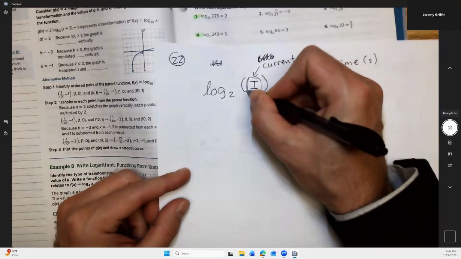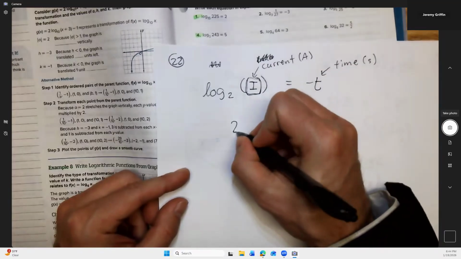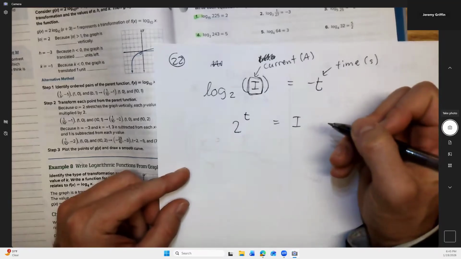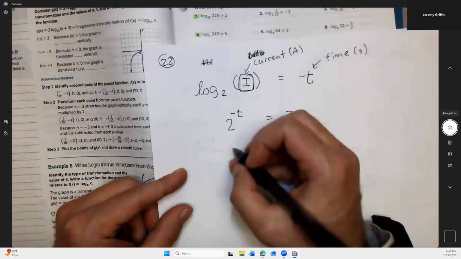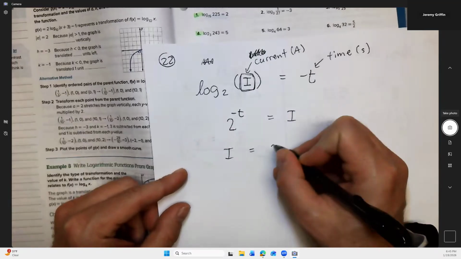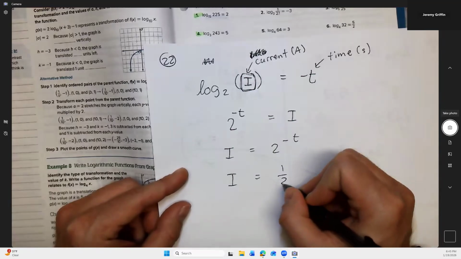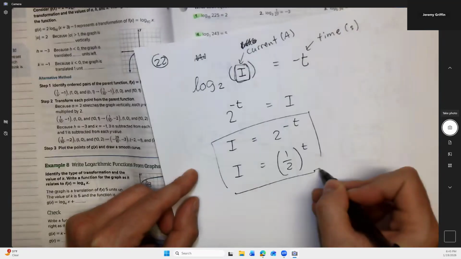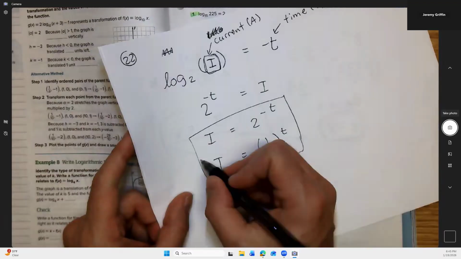So I need to solve for I, which represents current. So I think 2 to the power of t, that's what I is. Or sorry, negative t. Okay? And that could be the answer itself. So I could be 2 to the negative t. But you guys also remember a negative power is the same thing as fractions. So I could do that. So here are 2 different ways to write the correct answer. Pick your favorite.